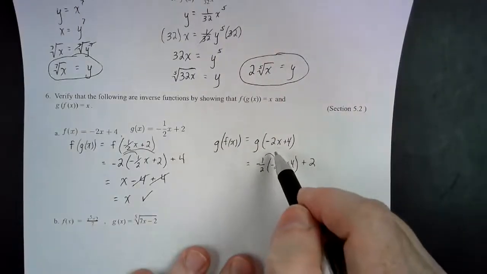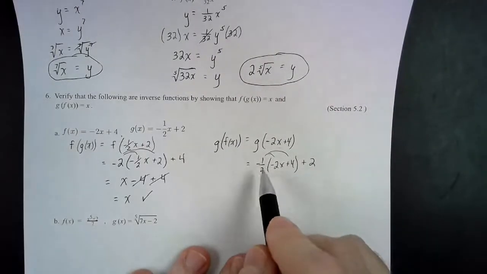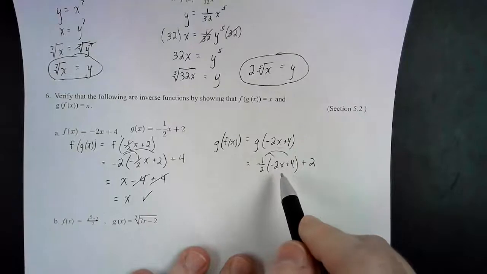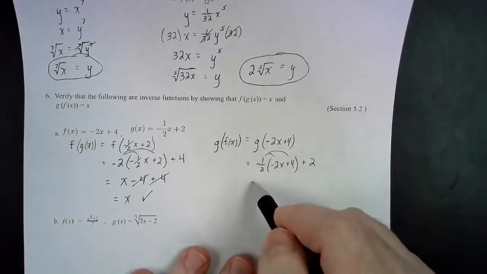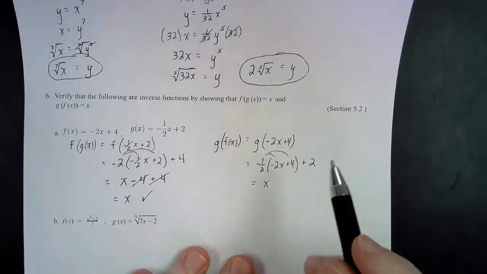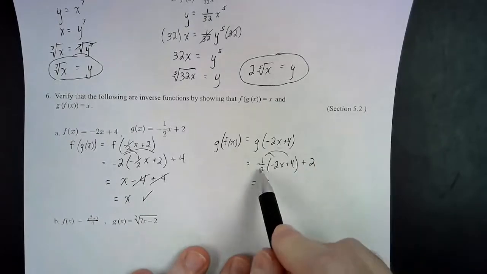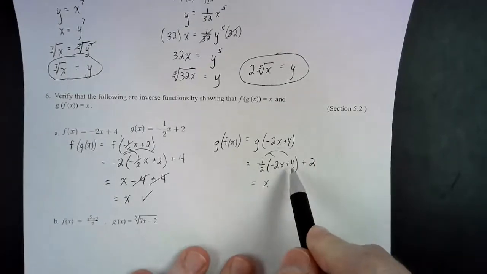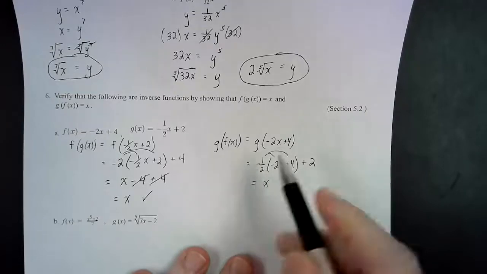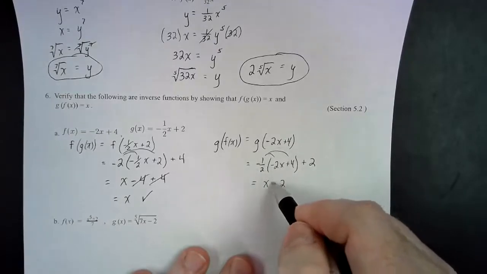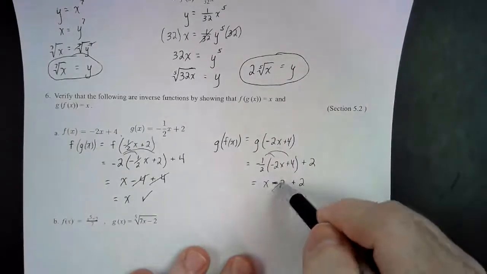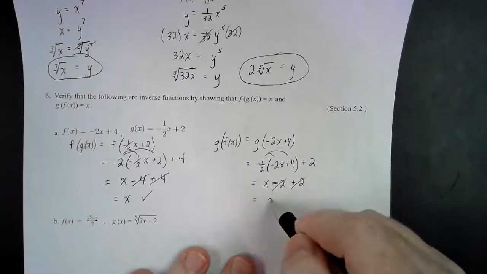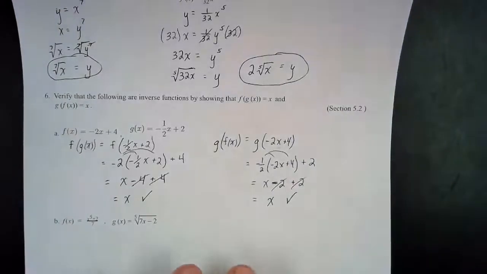Again, I'm distributing that negative 1/2 and negative 1/2 times negative 2. Do it on your calculator if you have to, but you can pretty much assume these are going to cancel, leaving you with an x there, 1x. So then I have negative 1/2 times 4. Well, half of 4 is 2, and it should be negative. So negative 2, and then we have a plus 2 on the outside. Just as before, negative 2 plus 2 cancel, leaving you with x.